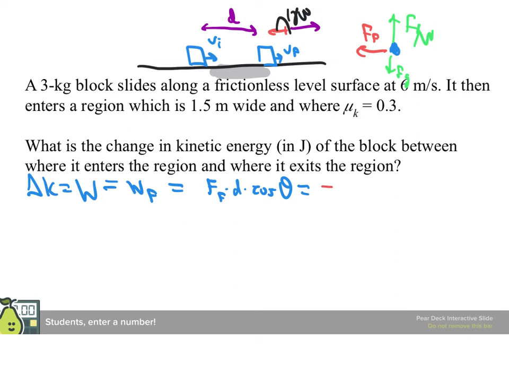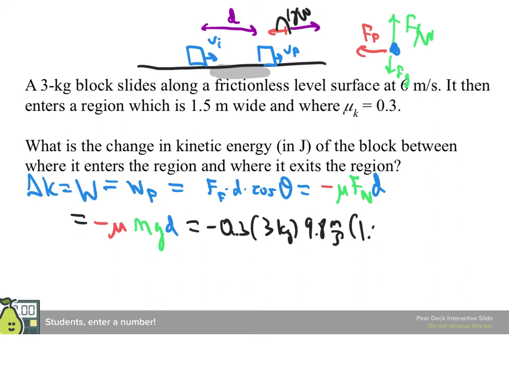The force of friction is going to be mu times the normal force times d. And the normal force is going to be the weight. So the change in kinetic energy is going to be minus mu mgd, or negative 0.3 times 3 kilograms times 9.8 meters per second squared times 1.5 meters, which turns out to be negative 13.23 joules.